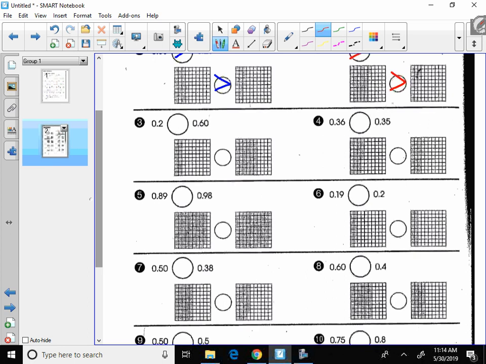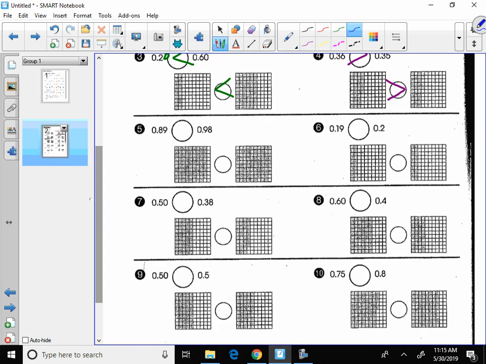Now number 3, this is what I'm talking about. One of them goes up to the hundredths. Really efficient and smart mathematicians will add a 0 there. It just looks so much better on my eyeballs. 20/100 is less than 60/100. 36/100 is greater than 35/100. Some kids like to think money because it's easy for kids to comprehend that. 36 cents is more than 35 cents. So you could think money as well.